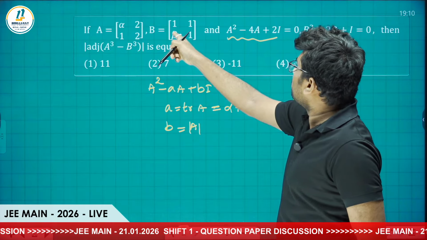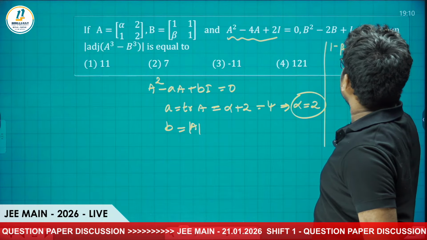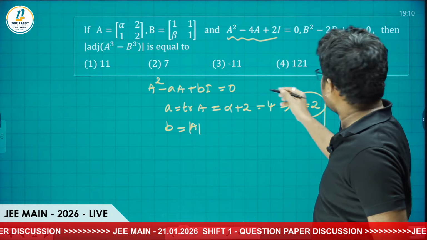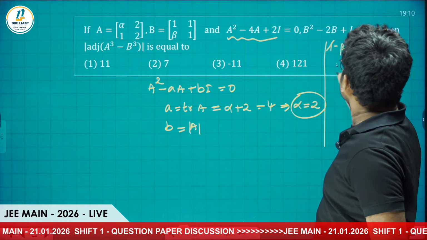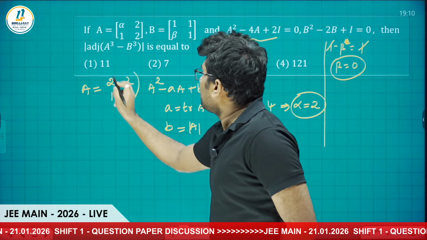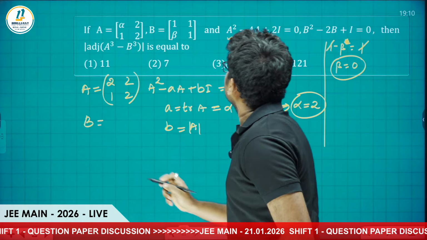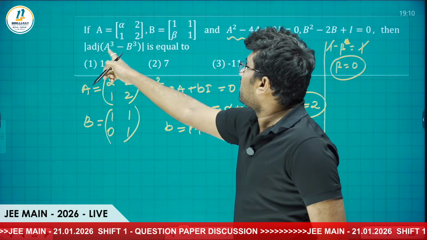To get beta, the determinant of the matrix B is 1 into 1 minus beta square, which equals the coefficient of I, that is 1. So 1 gets cancelled, and from here beta is equal to 0. So we have got the alpha value and beta value. Then matrix A will be 2, 2, 1, 2, and matrix B will be 1, 1, 0, 1. Now they are asking us to find the determinant of the adjoint of A cube.